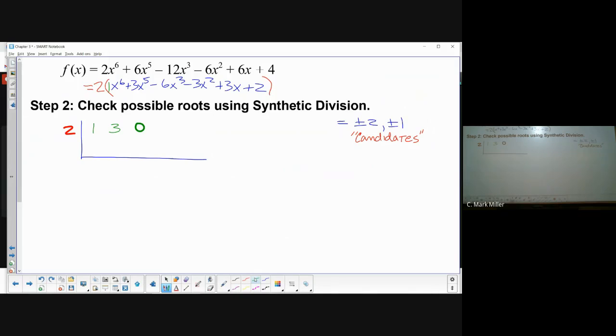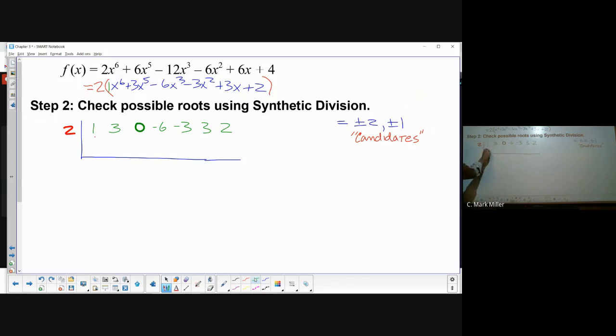Okay. Minus 6x cubed, minus 3x squared, plus 3x, and 2. That's a big, long list, right? So you put the coefficients like that. Now here's what we do. Synthetic division works like this.